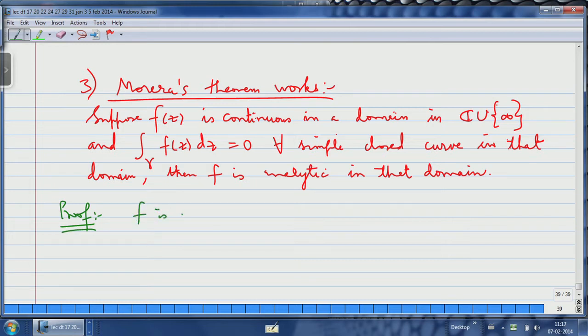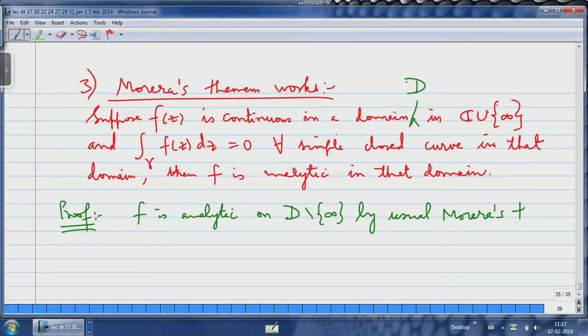f is analytic on the domain. Let me call this domain D. So f is analytic on D minus the point at infinity. Okay, throw away the point at infinity. f is analytic on that by the usual Morera's theorem. Of course, by usual Morera's theorem, I mean the version of Morera's theorem that you study on the complex plane. Okay, it is analytic because it is continuous.